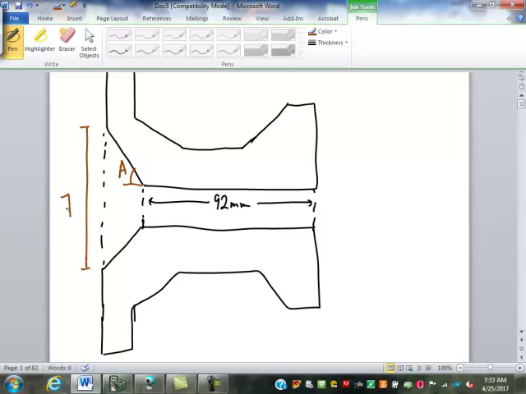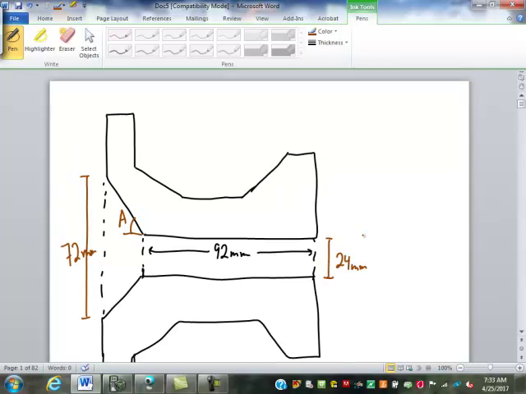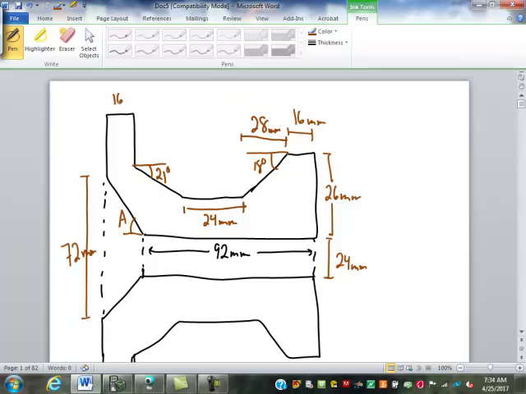We're given 72 millimeters across here, 24 millimeters across there, 26 millimeters here, 16. This angle here is given as 18 degrees. This is given as 28 millimeters. This distance is given as 24. This angle here is 21 degrees, 16 millimeters, and 34 millimeters.